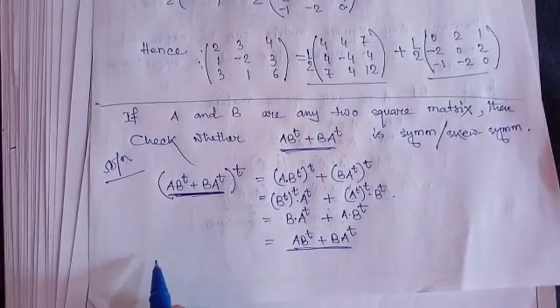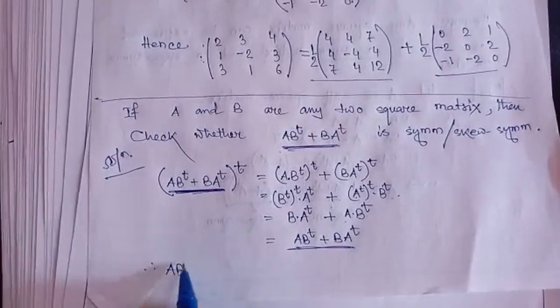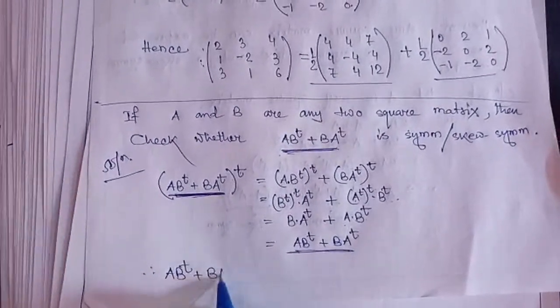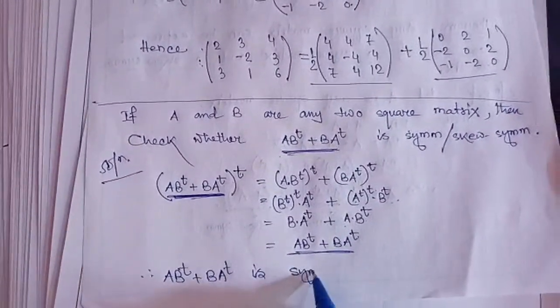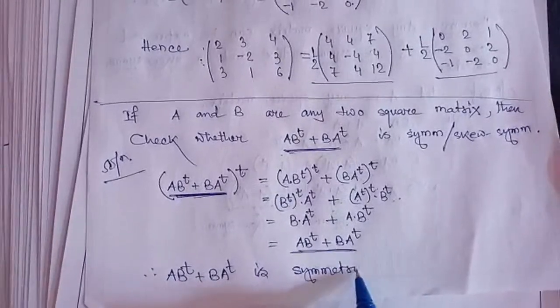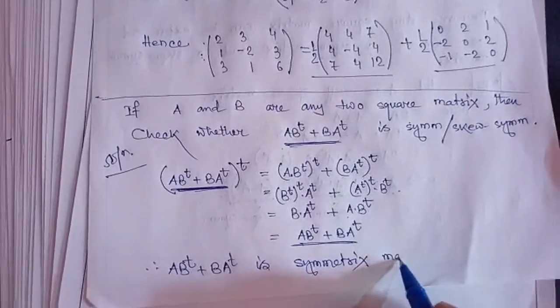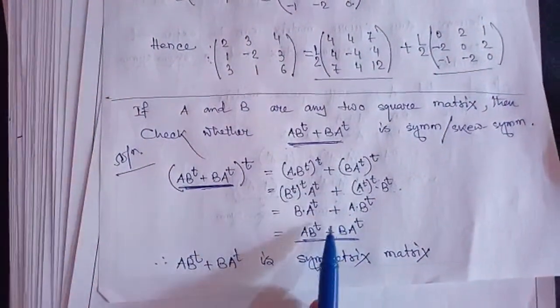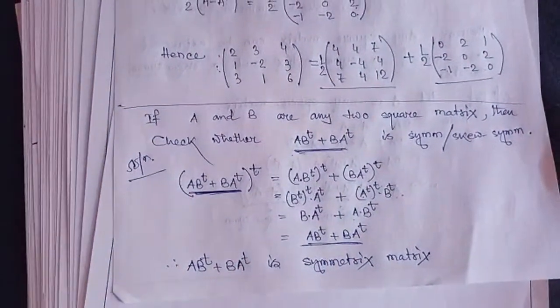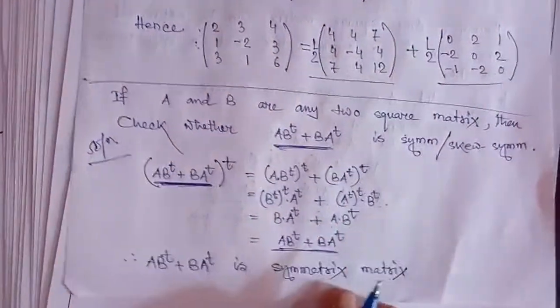So what can we say? Therefore AB^T plus BA^T is a symmetric matrix. In the same way, if there is a minus, then we cannot reach any conclusion. Okay, so this is one more interesting result about this.